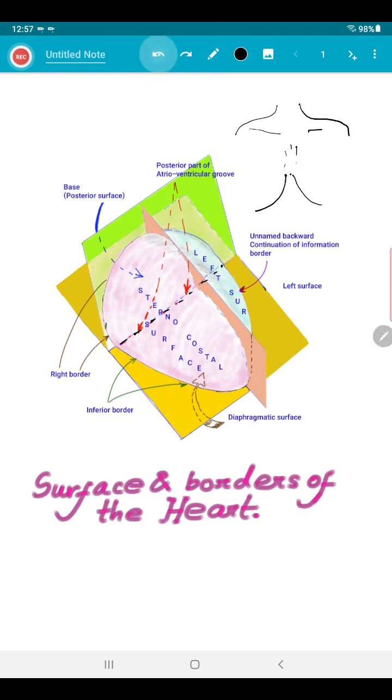Okay, now we proceed to the right border of the heart. Which one is the right border of the heart? The right border of the heart is very easy to show, as I have told you. It is rounded and convex, formed only by the right atrium. This much portion is the right border of the heart, from the opening of the superior vena cava, or SVC, to that of the inferior vena cava. So you will have to see by pulling your fingers along this border from the SVC point to the IVC point. This is the right border of the heart.